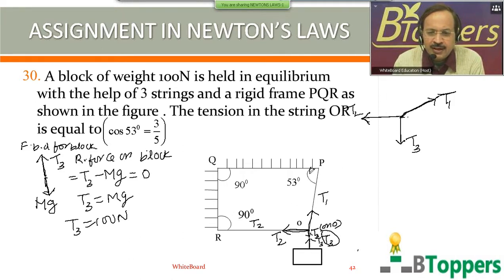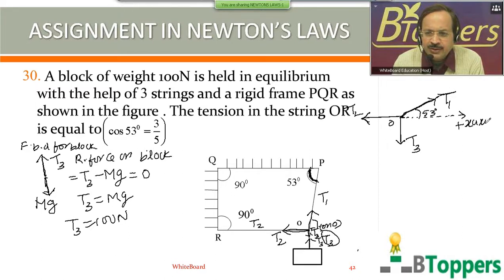So this angle is 53 degrees. When two parallel lines are cut by a transversal, alternate angles are equal. Therefore, the string OP makes an angle of 53 degrees with the horizontal. Therefore, the tension T1, which acts along the string OP, makes an angle of 53 degrees with the horizontal. So this is the free body diagram for the forces acting at O.